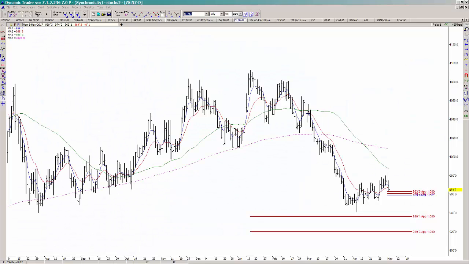In today's video, I'm going to go over what I consider a counter-trend setup, okay? And it's in the soybeans, but it's still worth looking at because the risk is extremely well defined and it might be good for a day trade.